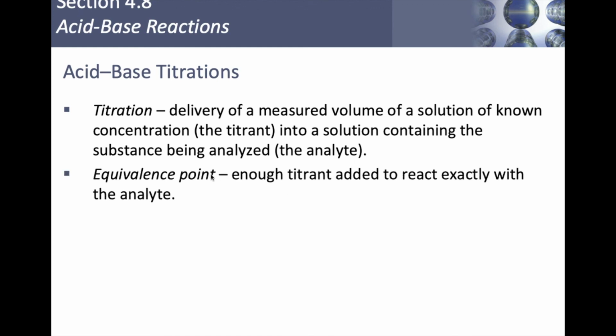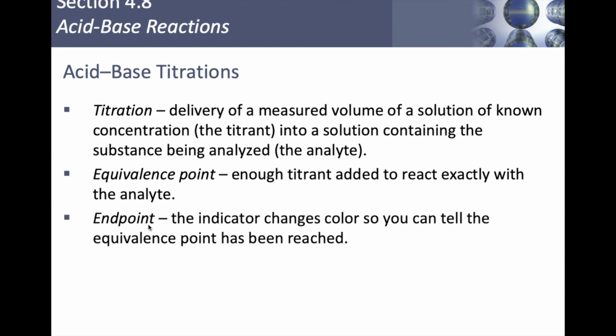Now, the equivalence point is when you add enough titrant to exactly react with the analyte you have. And so that's, again, where you get that dramatic up or down vertical part on your graph. Now, the end point is more like, let's say, visible. The equivalence point, you're not going to really be able to see for the most part when we're doing acid-base titrations. It's just a clear liquid and a clear liquid. And when you're done, you're still left with a clear liquid.